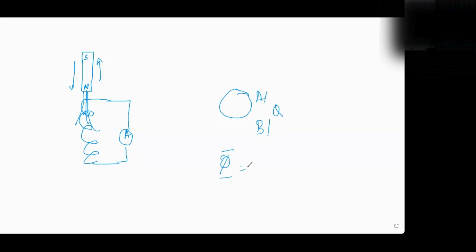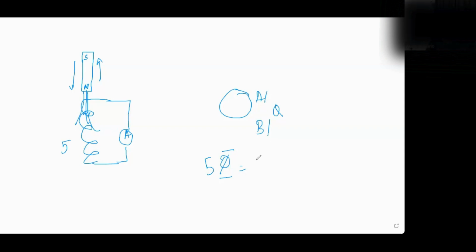Okay, so how many coils are there here? This is only for one single coil. Imagine there are 1, 2, 3, 4, 5 circles. You have 5 circles, right? So your magnetic flux is going to be 5 times.